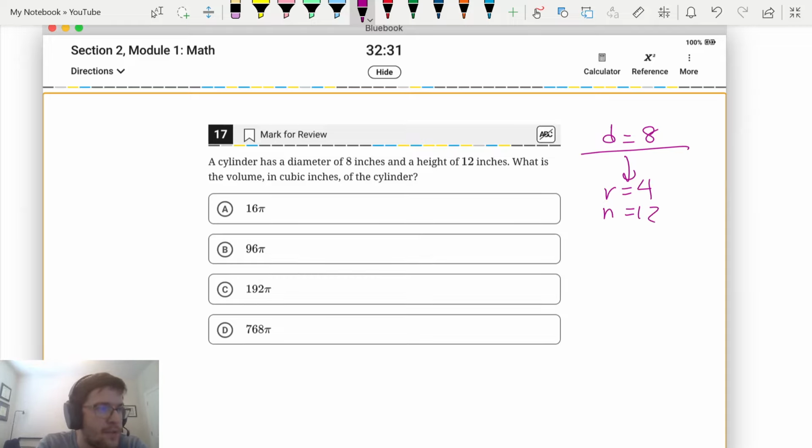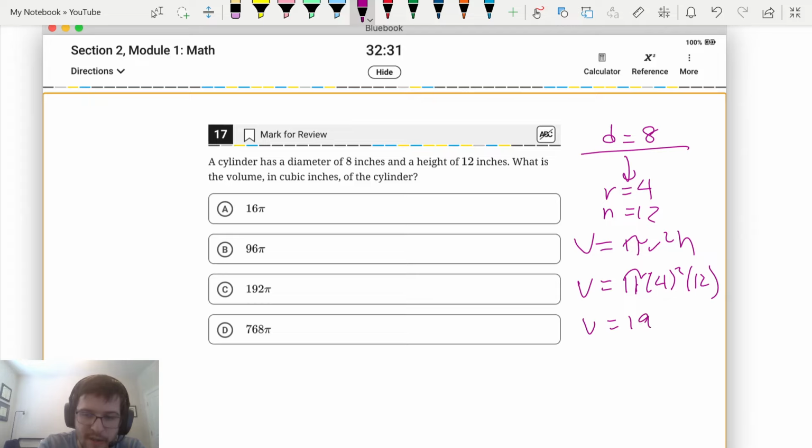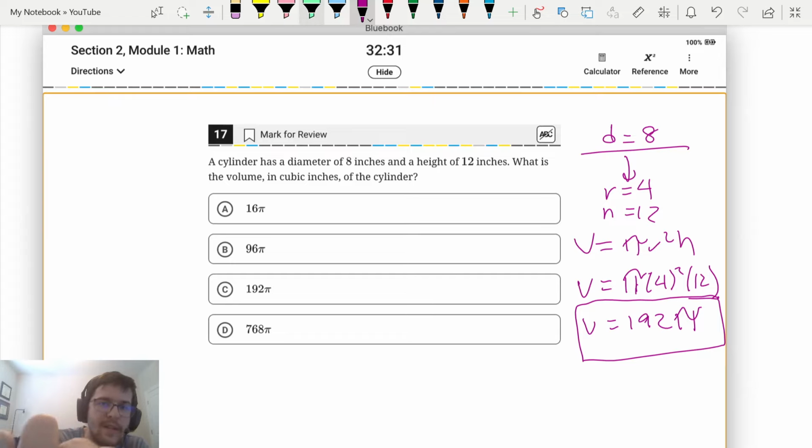And the formula for the volume of a cylinder is on the reference sheet. It's volume equals pi r squared h. So we're going to do volume equals pi times 4 squared times 12. And you get 16 times 12, which is 192 pi. And that is answer choice C.